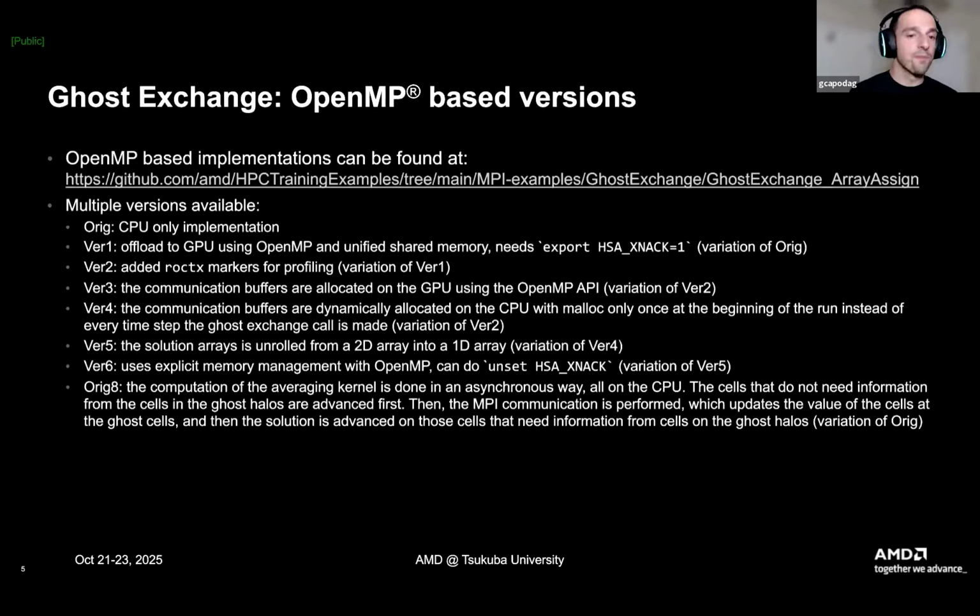Then for version 2, we are adding the RocTX markers for profiling. For version 3, we are doing some modifications using the OpenMP API. So we are allocating the communication buffers on the GPU, because initially they were on the CPU, since we started from a CPU-only version. And there's other versions that explore other possible improvements progressively.